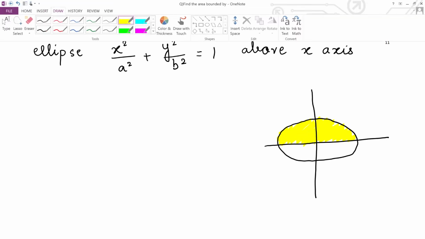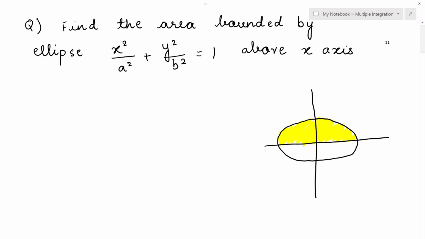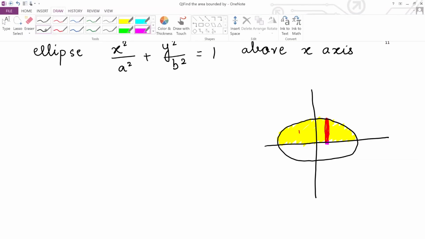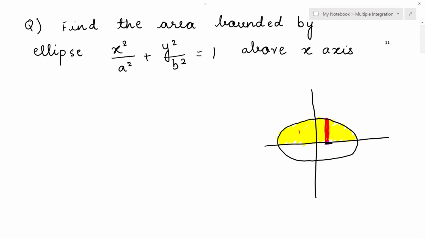We can see that region 1 and region 2 are symmetric to each other. That means if we find the area in any one and then multiply by 2, it will give me the answer. So we will take a strip which is parallel to the y-axis, and then find the values where it is touching down, that is 0. So this is nothing but y is equal to 0 and this is nothing but the ellipse. So from the ellipse we can find the value of y.